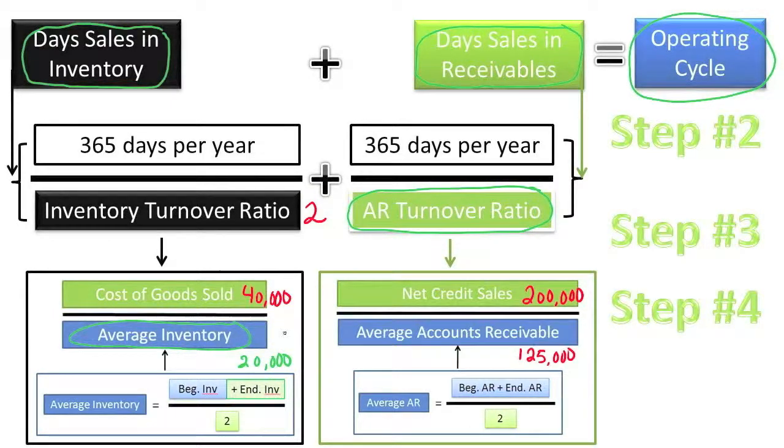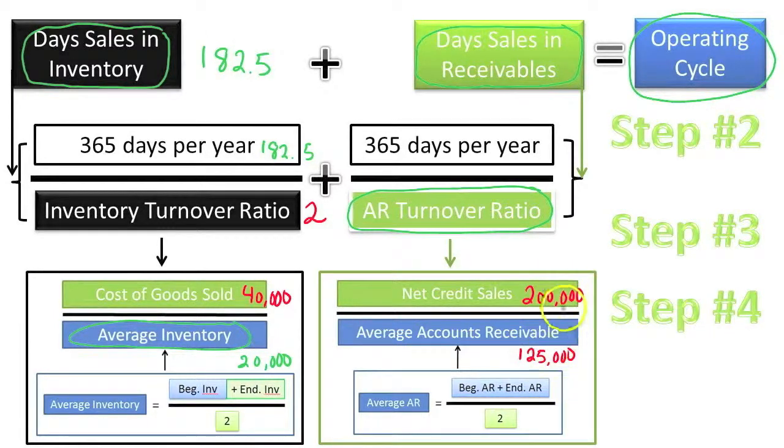Next one, I can see that 365 days divided by 2 will give our days sales in inventory. That turns out to be 182.5 days. So in other words, a half a year to turn the inventory over into a sale. So this is 182.5 days. Next, let's work from here up.